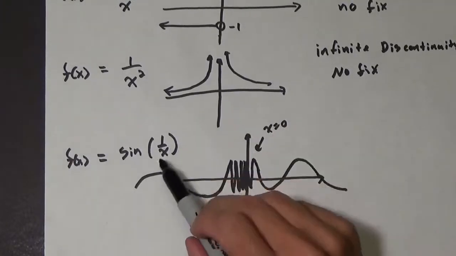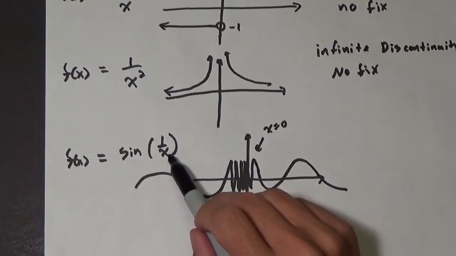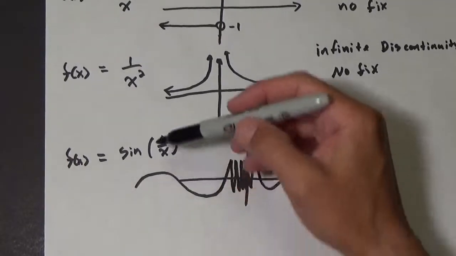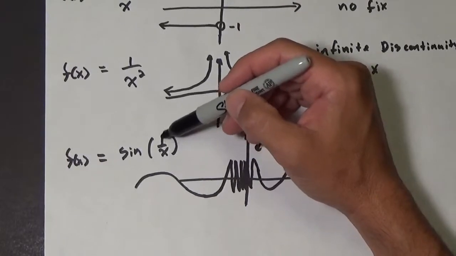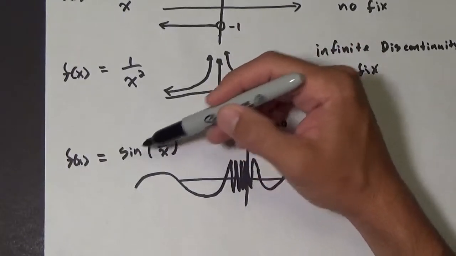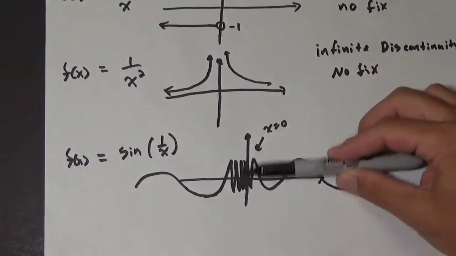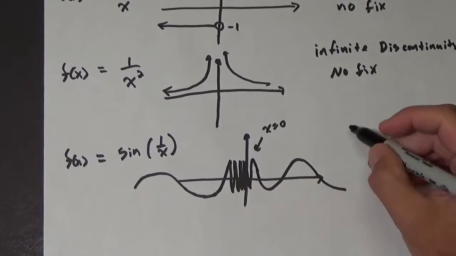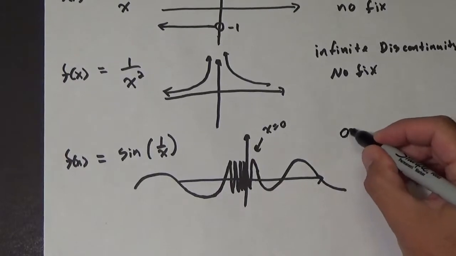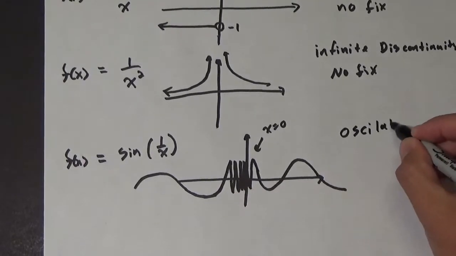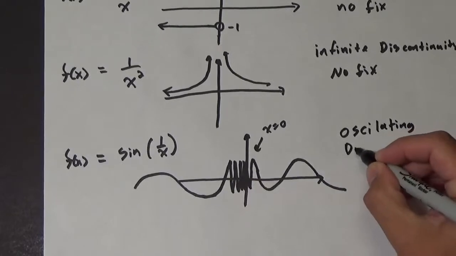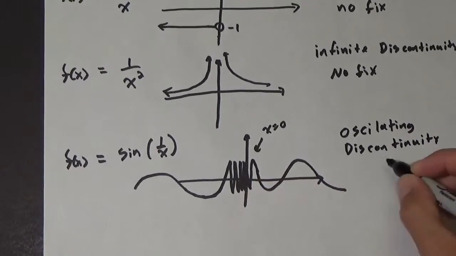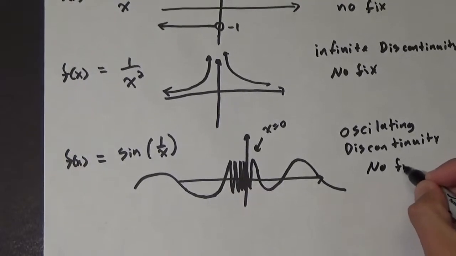Notice that if you put in a 0, it's undefined. And as we get closer and closer to 0, this 1 over x creates higher and higher values. So this sine starts oscillating back and forth between 1 and -1. And so we call this an oscillating discontinuity. And this one also has no fix.